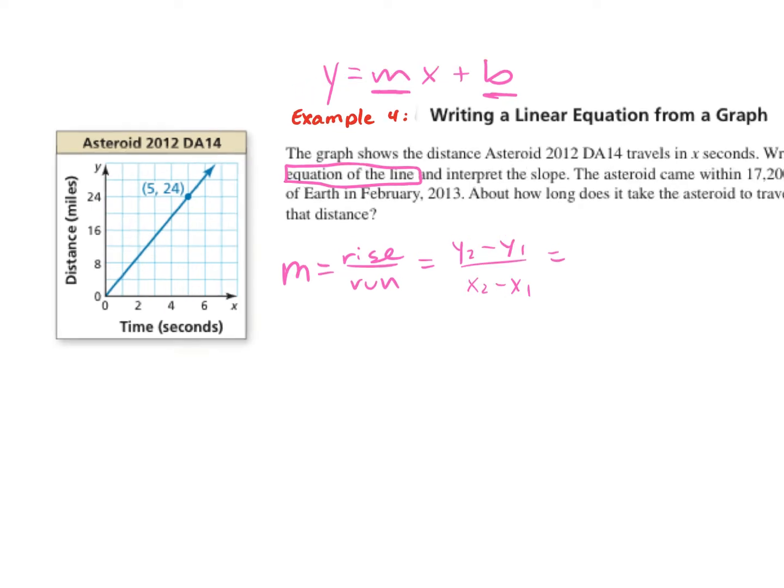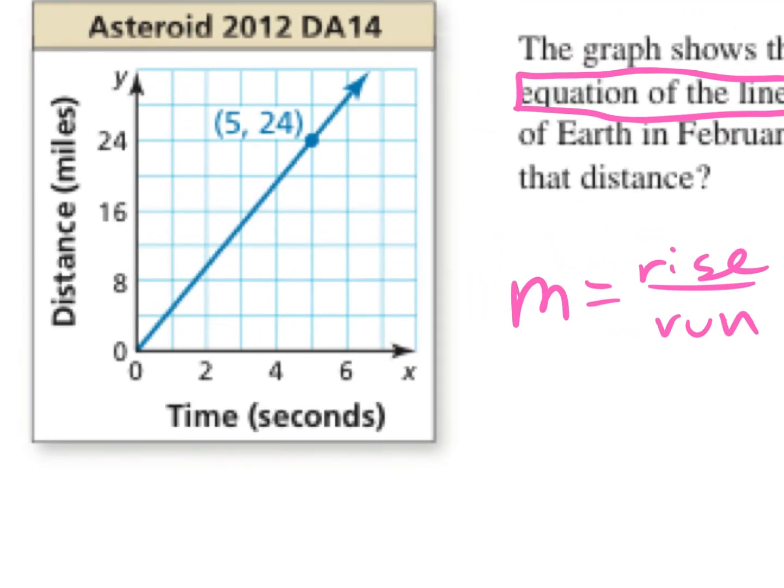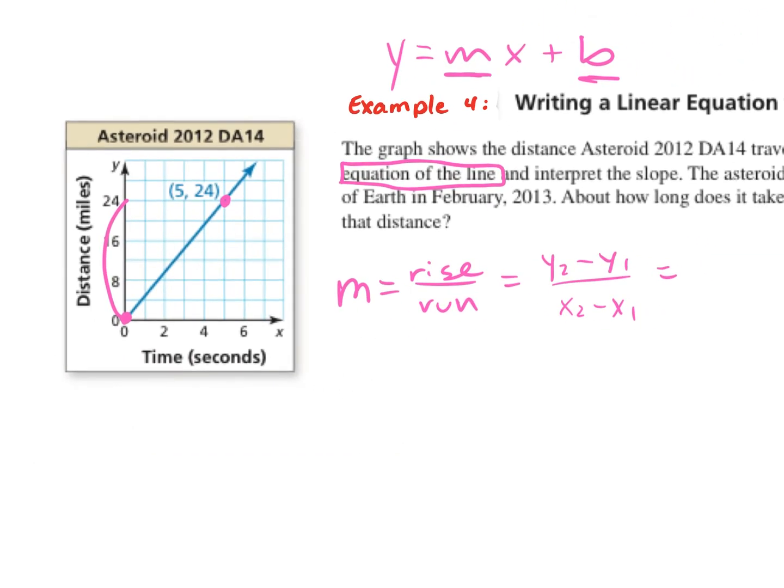If you use rise over run here, be careful. So we pick 2 points. I'm going to say (0, 0) and (5, 24). How much am I going up if I start at 0 and end here? 24. So my rise here is 24. Even though I'm going up 6 tick marks, it's 24. So my rise is 24.